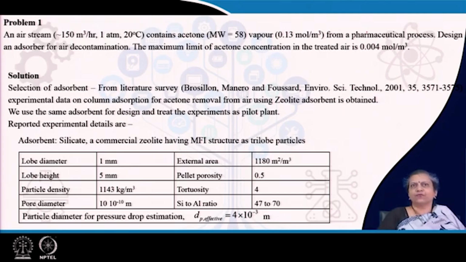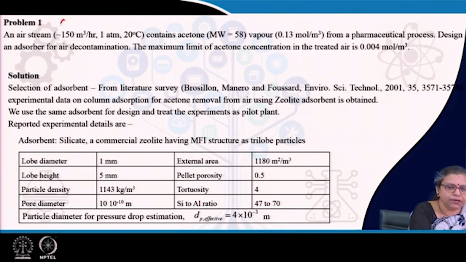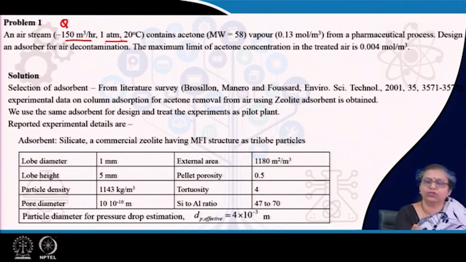We start with the gas phase adsorption. What do we have? What is our feed? Our feed is an air stream. The flow rate of the air stream is provided, the feed condition is provided. If you recall, in the beginning of the class I had said that normally we have the feed condition, the feed flow rate, we also have the adsorbate concentration in the feed, and we are also specified what can be the maximum adsorbate concentration in the effluent. Based on this, we have to proceed.